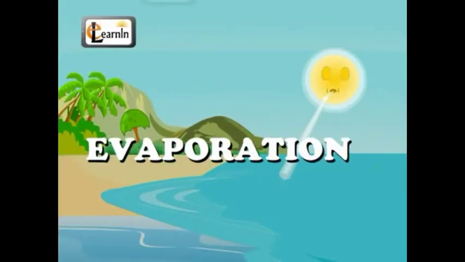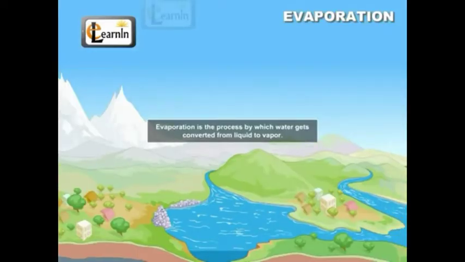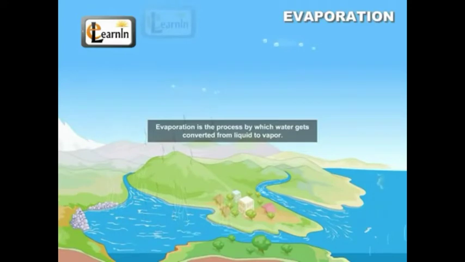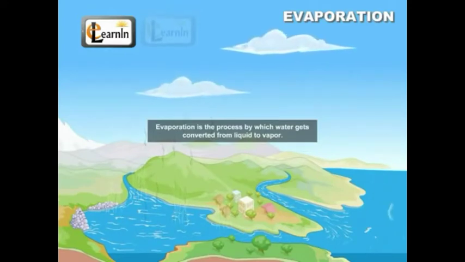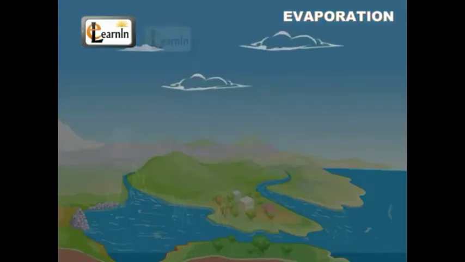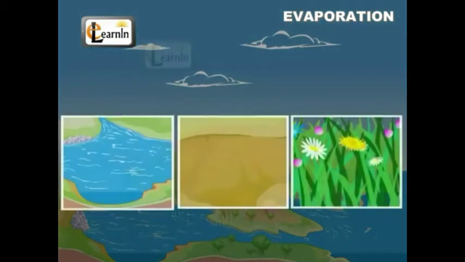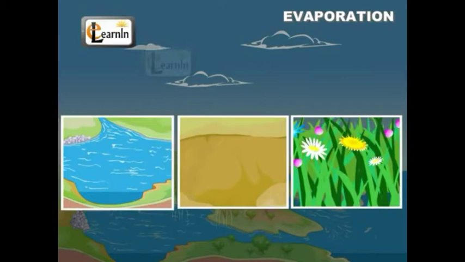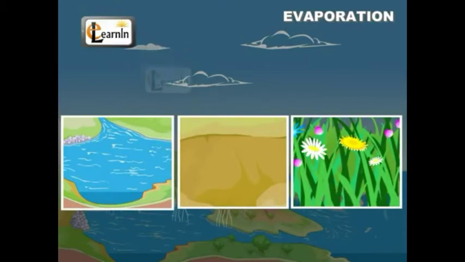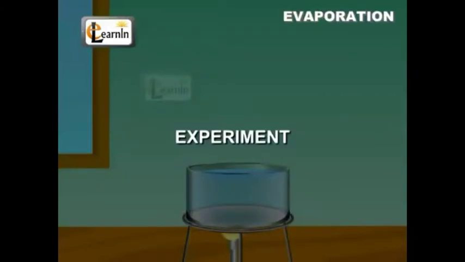Evaporation. In this video, we are going to learn about evaporation. Evaporation is the process by which water gets converted from liquid form to a vapor form. Evaporation from the oceans accounts for 80% of the water delivered as precipitation, with the balance occurring on land, inland waters, and plant surfaces. Let us do a small activity.